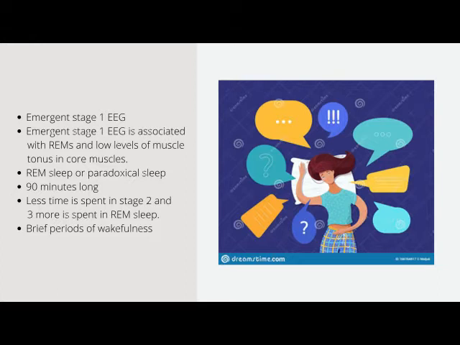It is important to distinguish between initial stage 1 EEG and emergent stage 1 EEG because only emergent stage 1 EEG is associated with REMs and lowest levels of muscle tone in core muscles.